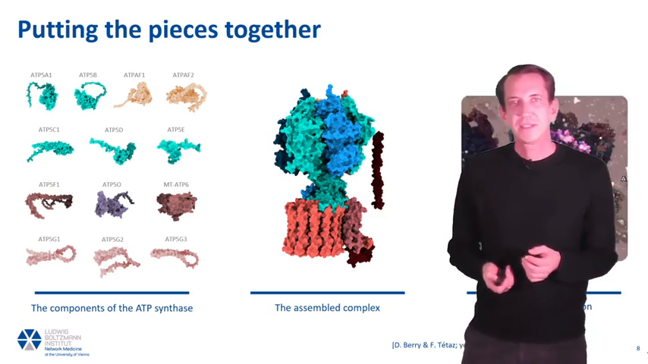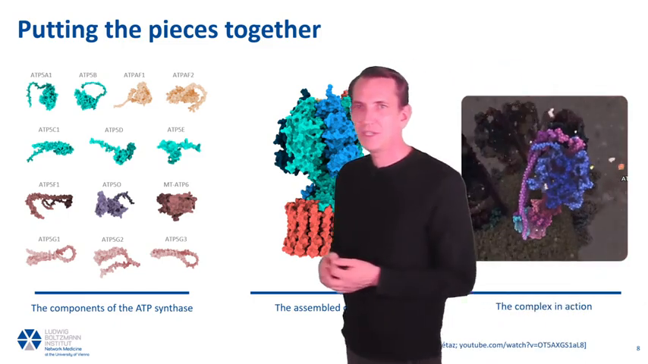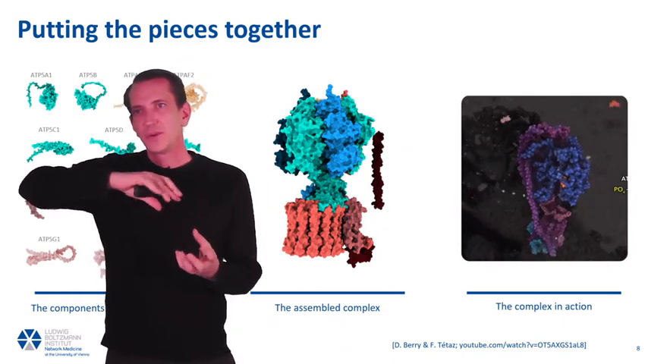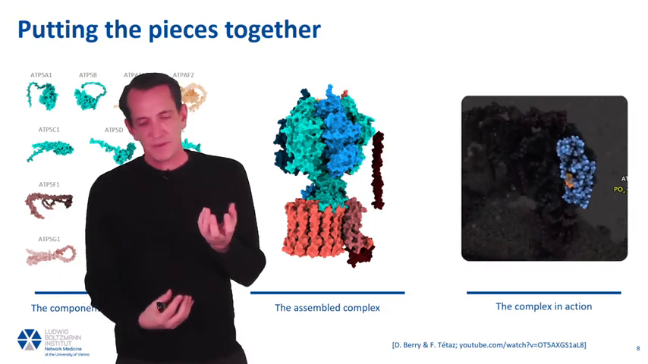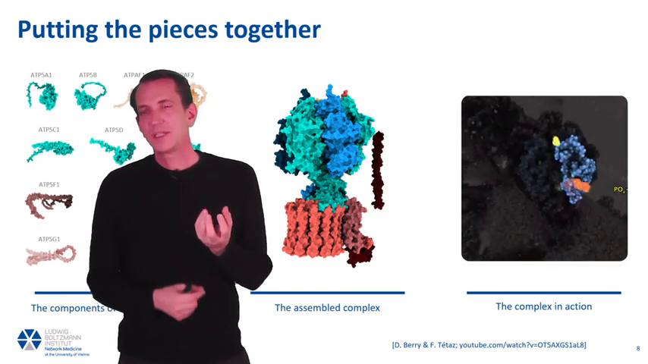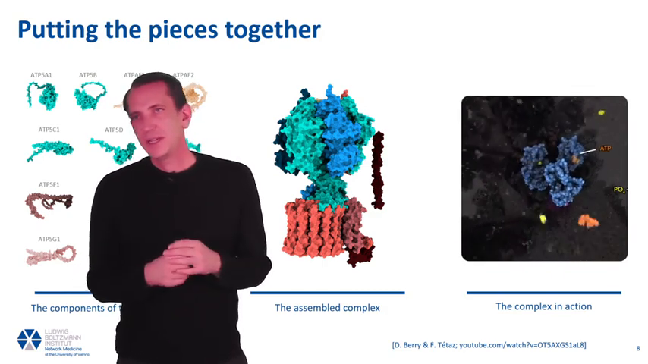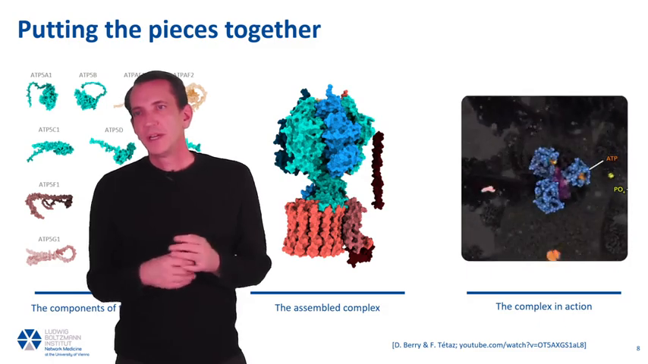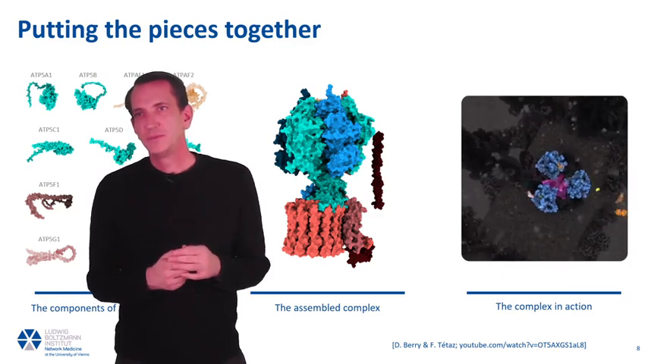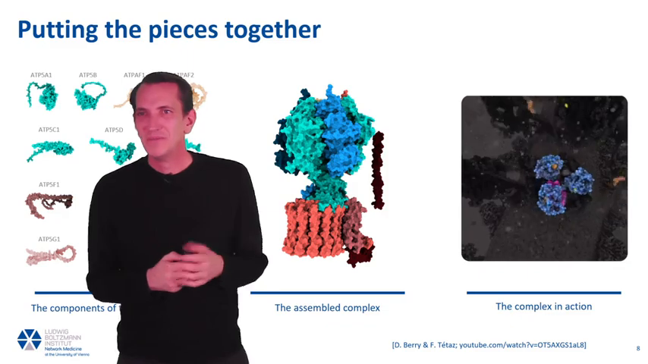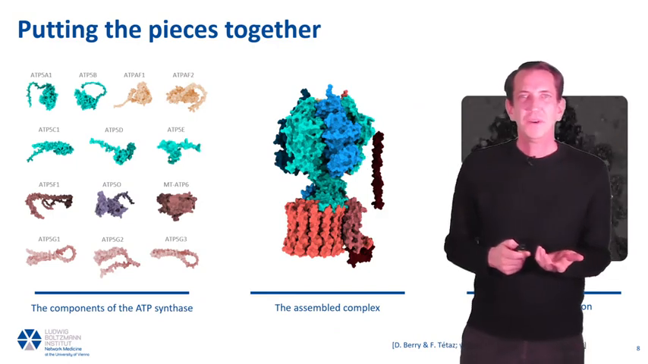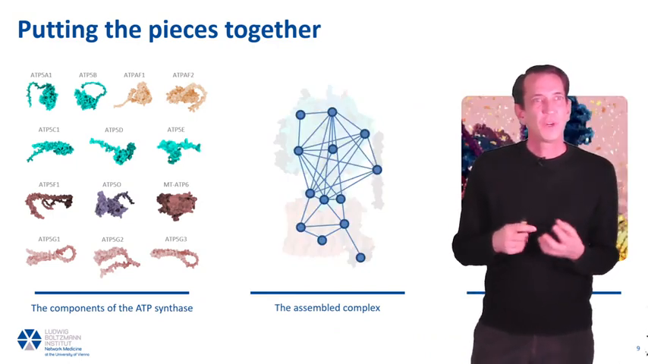The way this looks is very nicely illustrated in this visualization by David Barry and his team. You see that it is a rotor, and it converts mechanical energy, driven by a proton gradient between the outer and the inner part of the mitochondrial membrane, into chemical energy that is then stored in this ATP molecule. Quite cool, no?